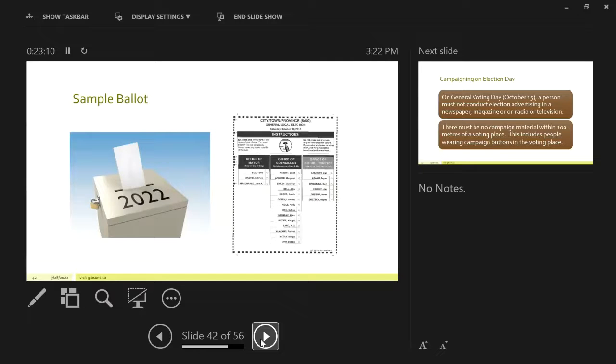So here's a sample ballot. We'll have the 3 columns, one for mayor, one for councillor, and one for school trustee.